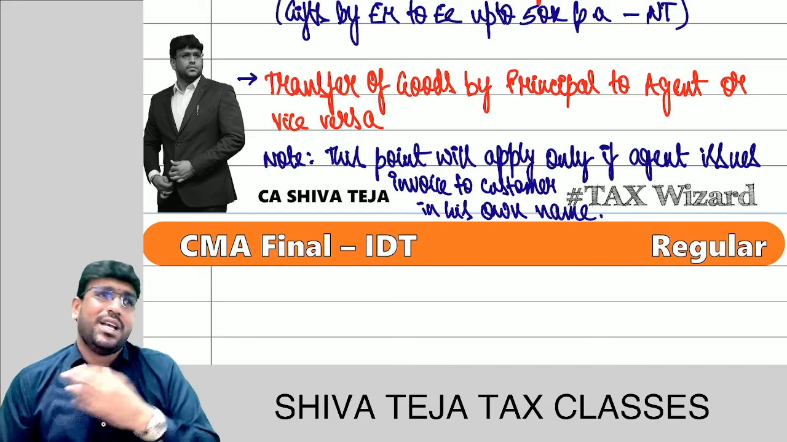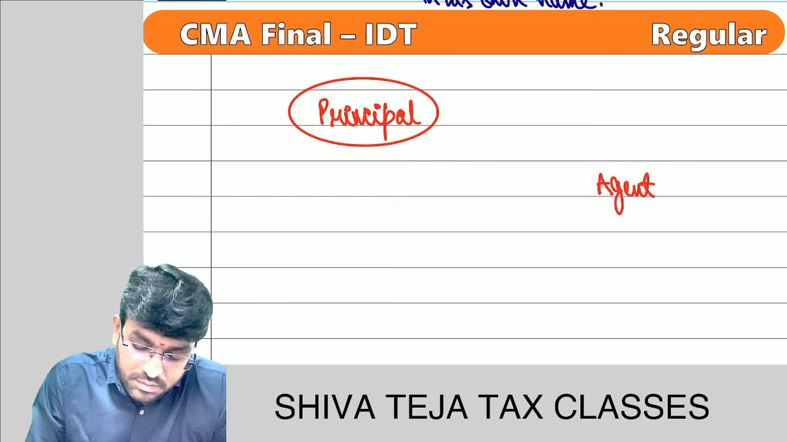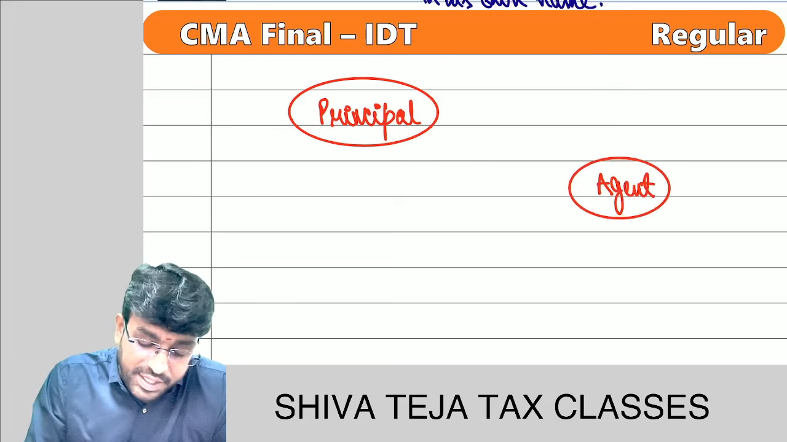So there is a principal. There is an agent. Principal is doing what, my dear friends? Stock transfer. Is it a sale? No. What is it only? Stock transfer. Now what does the agent do with that stock? Agent will supply it to the customer.